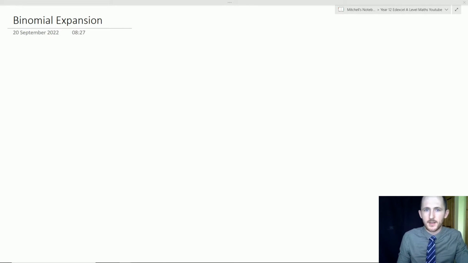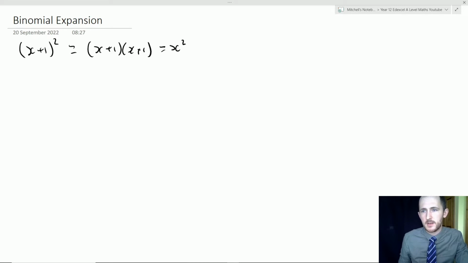So when we expand brackets, right? Let's say we have (x + 1) to the power of 2. Then all we do is we do (x + 1)(x + 1), multiply them out, and we get x times x is x squared. Then in the middle we'll get a plus 2x, and at the end we'll get a plus 1, right? Cool. Now what about if we had (x + 1) cubed?